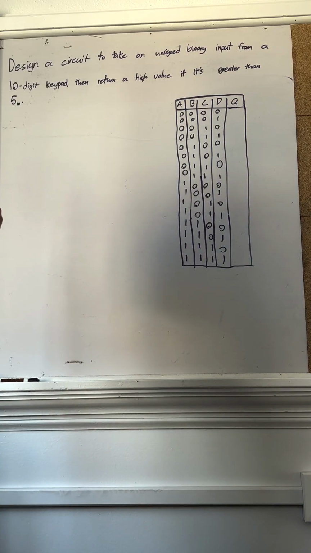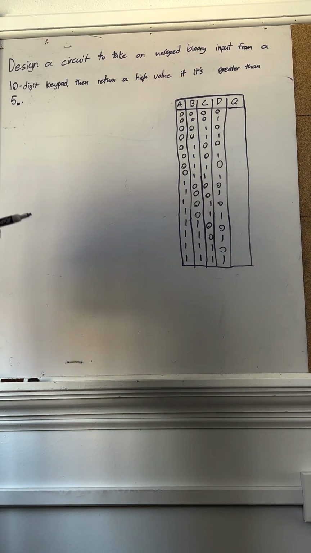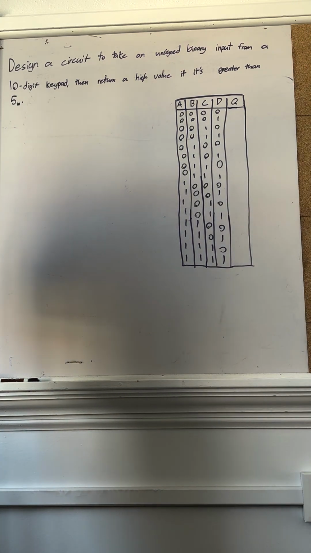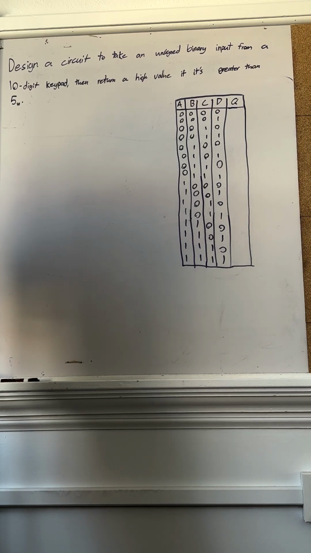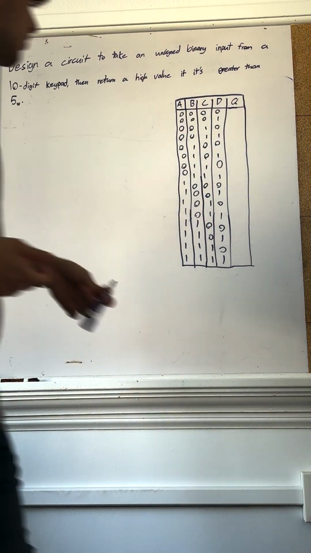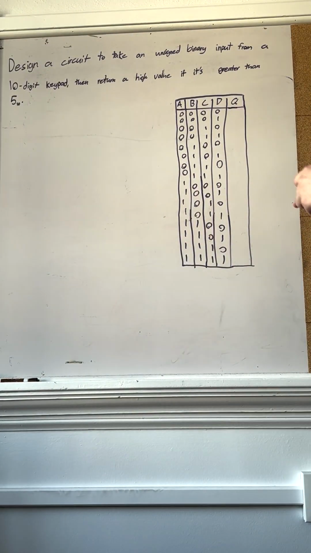Designing a computational circuit in order to accomplish a given objective. The objective we have is to design a circuit that will take an unsigned binary input from a 10-digit keypad and return a higher value if it's greater than decimal 5. As you can tell from this little board right here, we're going to start with the truth table.